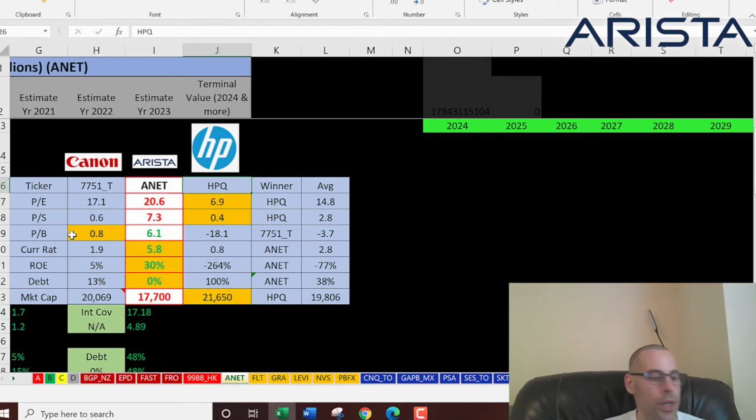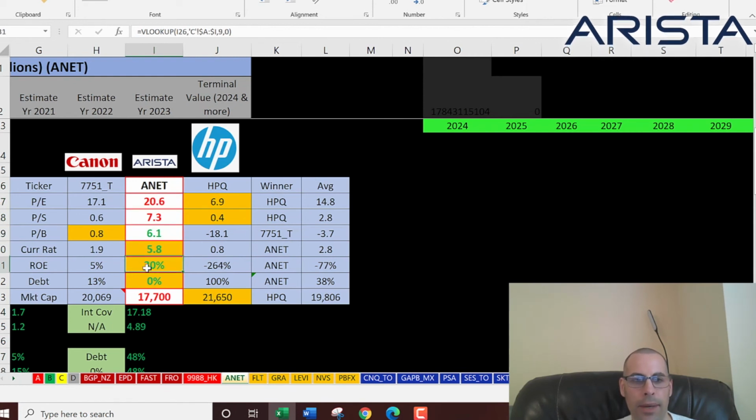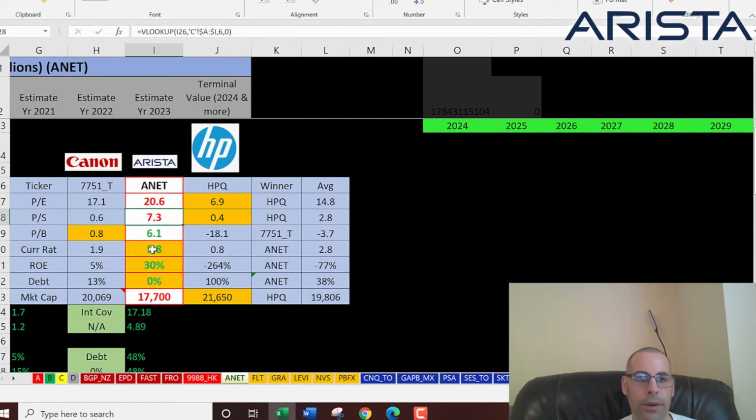The best way to look at ratios is to compare them to similar companies. I've done videos on Canon and HP, and these companies are in the same industry as Arista. And if Arista's numbers are in red, they're worse than the average. If they're in green, they're better than the average. So they're worse than the average in PE, price to sales, but they're better than the average in price to book, current ratio, ROE, and debt.